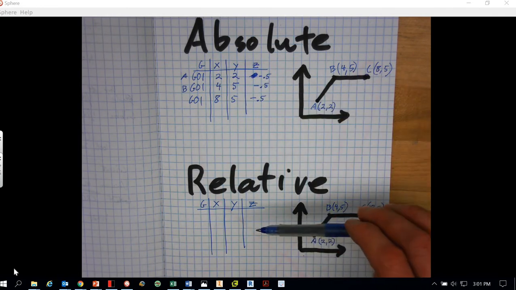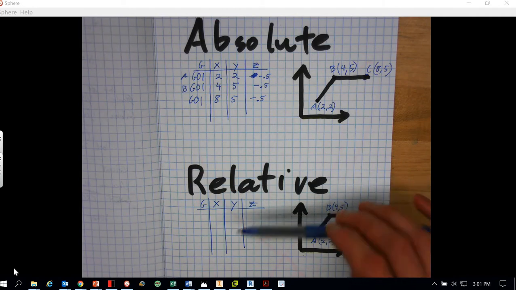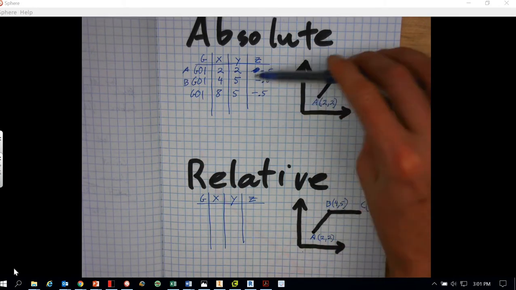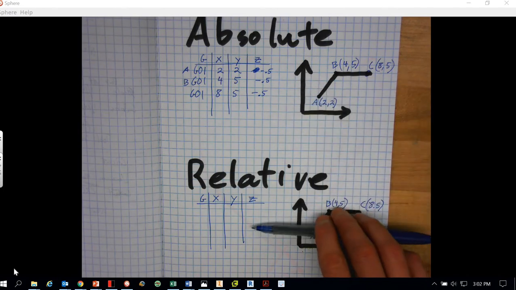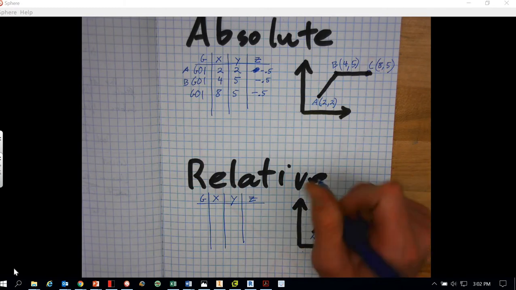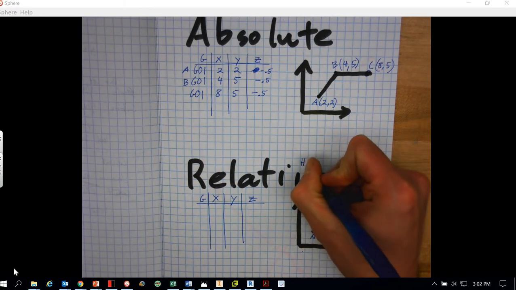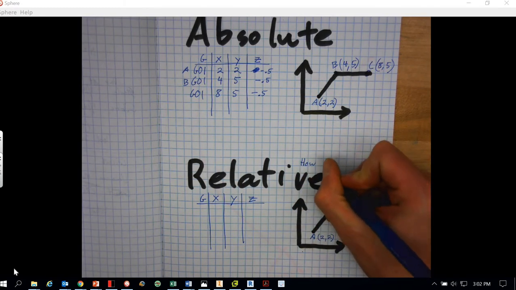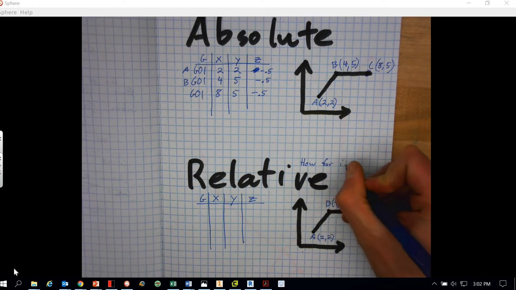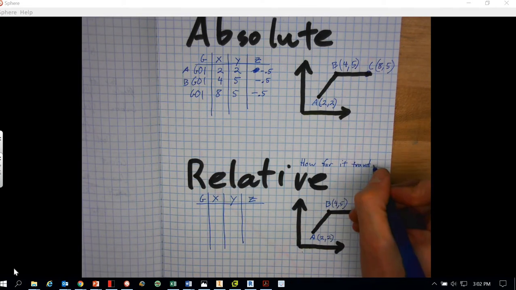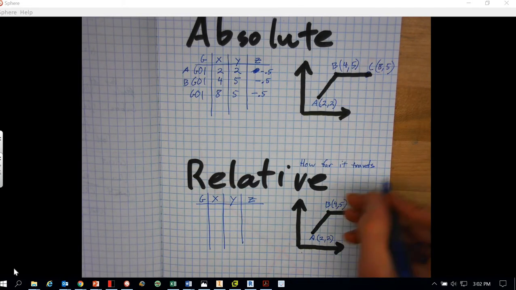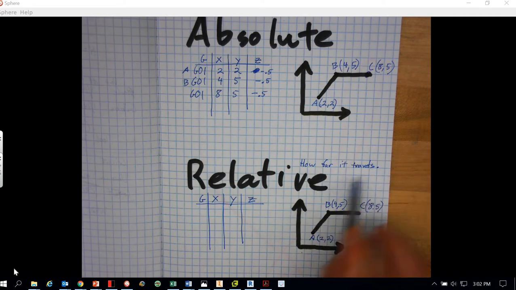Relative is a little different. Where the absolute programming is going from point to point to point, this one is how far did it travel between each point. So I want you to think about how far it travels. Okay, so that's what we're really thinking about in relative programming.